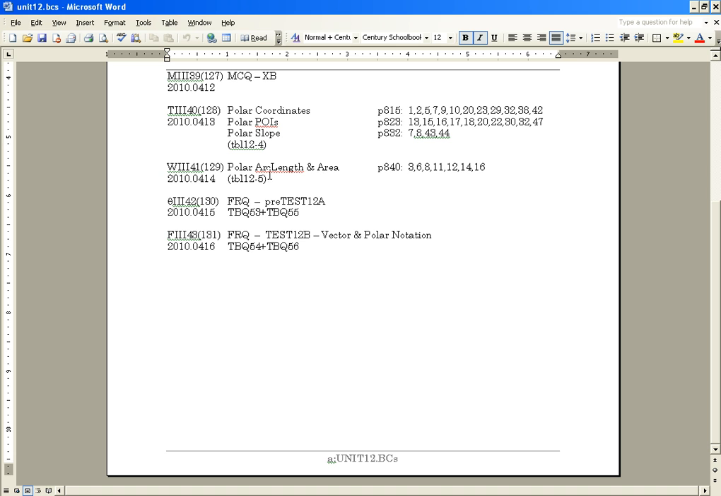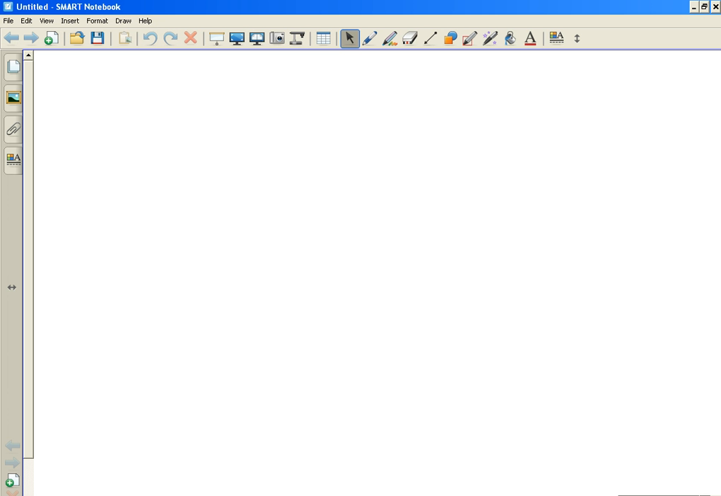All right, so what are we doing? Arc length, we did area. We're going to do a little bit of everything, really. This is going to be sort of a summary of everything we did in vector polar, okay? Here we go. What if r is sine theta?